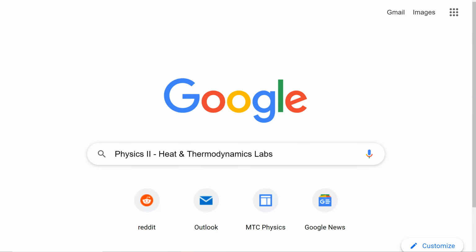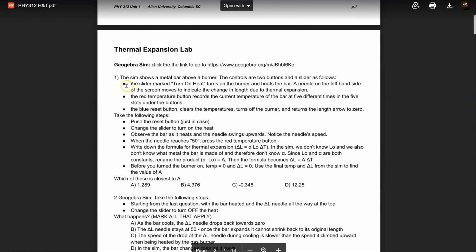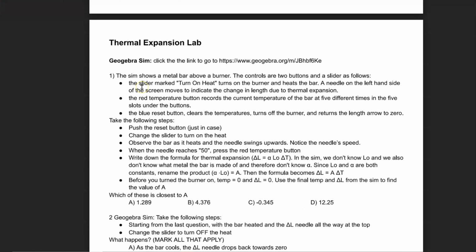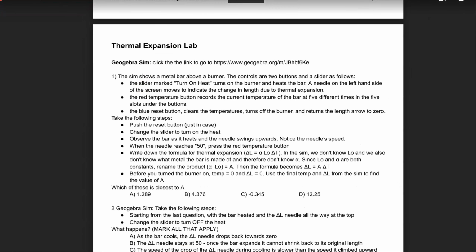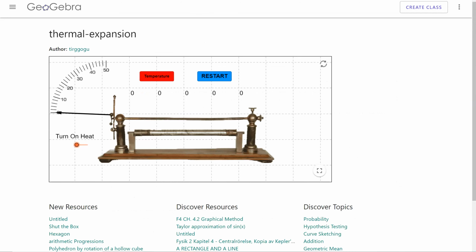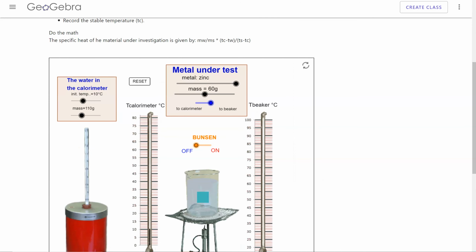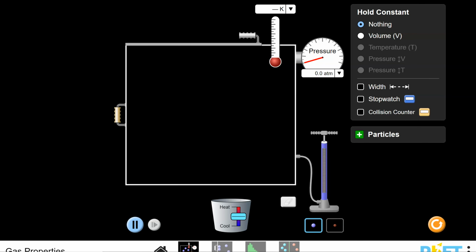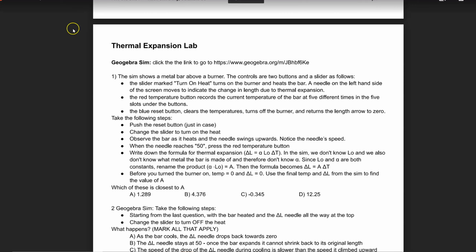So I've got a number of things open here. This is the little packet of questions that we're using. If you don't have a packet, if you're in my other classes, then these are the three labs that I've asked you to pull up. And so let's just take a look real quick and see what it says.